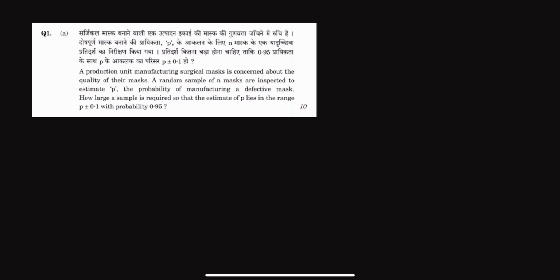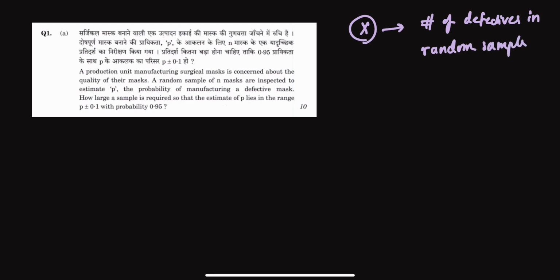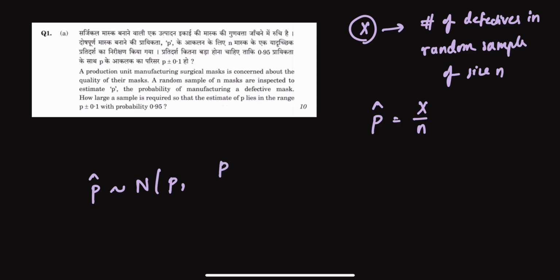Let X be the number of defectives in a random sample of size n. So the natural estimator for this P, where P is the probability of manufacturing a defective mask, will be X by n. So this P hat follows a normal distribution, with mean P and variance P times (1 minus P) by n.